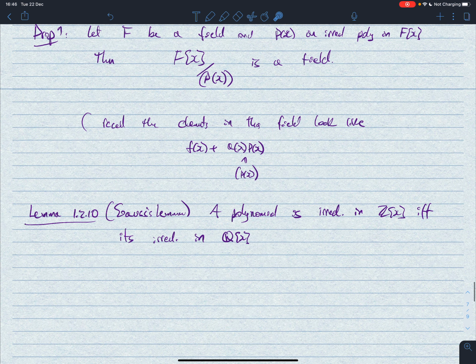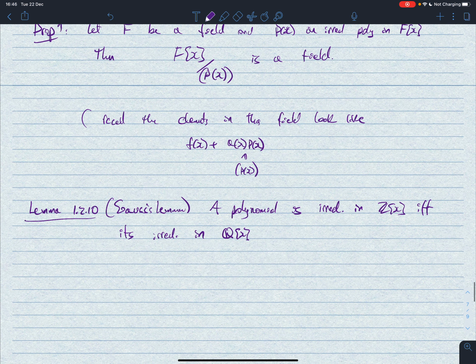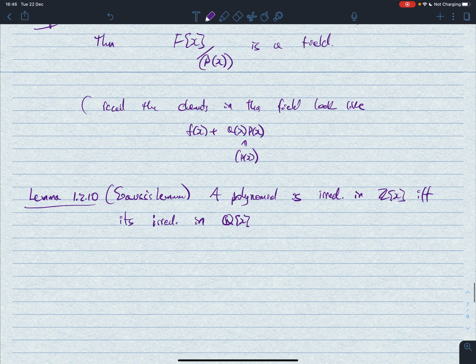I won't prove this because this is proven in the Galois theory course, although you may not be taking that course, but if not, we'll just take this as a black box. Here's a slightly different version of this. 1.2.11. This is something called monic Gauss's lemma.